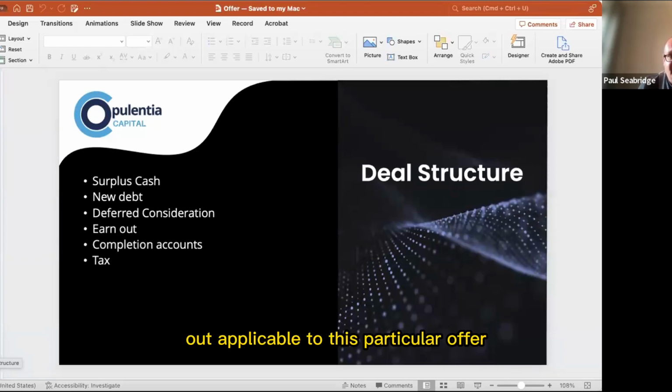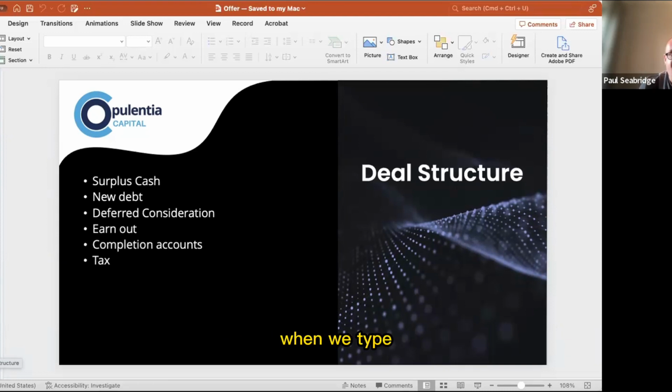If there was an earnout applicable to this particular offer, then we'd explain there's an earnout and what that means. And if we're going to adjust the consideration based on the completion accounts, then again, we'd explain that here as well. So the way that works is that we might base a deal on the profits and the balance sheet of the company at a particular point in time.